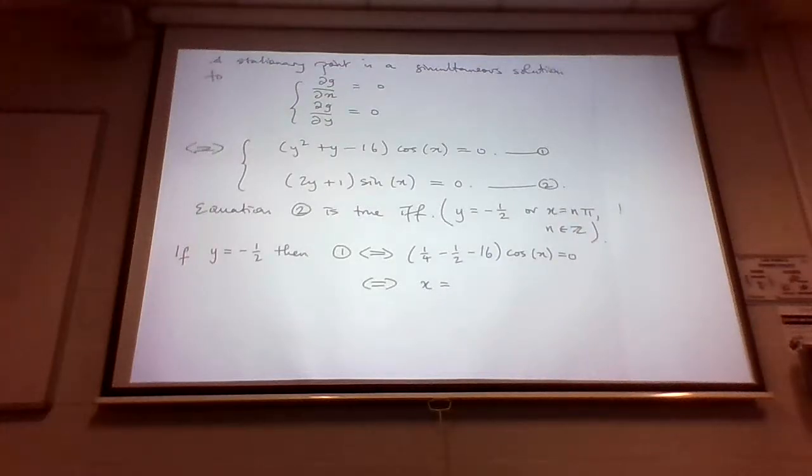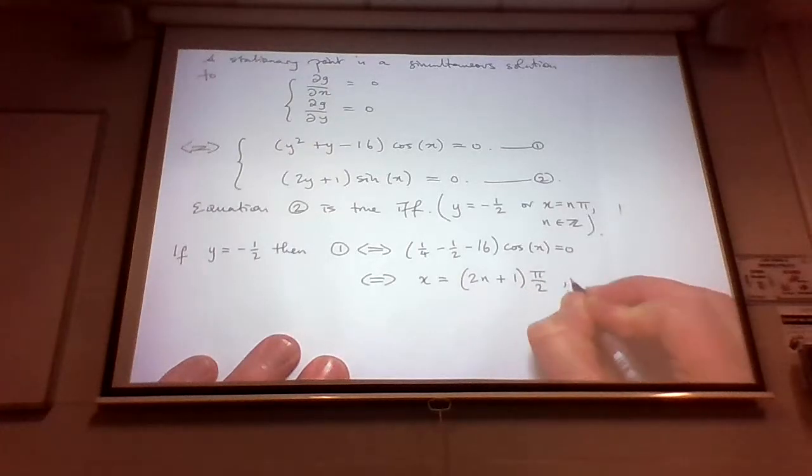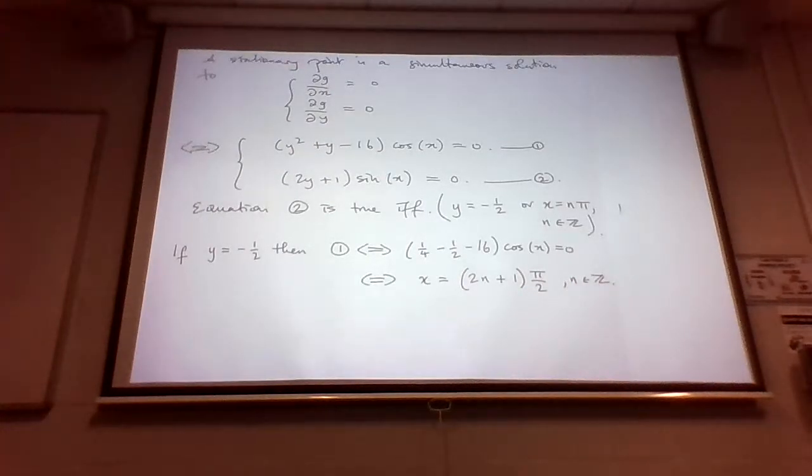Well, the graph of cosine looks the same, but it's got a phase shift on it, doesn't it? So the zeros of cosine are located at pi over 2, 3 pi over 2, 5 pi over 2, etc. Every odd integer multiple of pi over 2. So a nice way of writing that is every 2n plus 1 times pi over 2, where n is any integer. Those are the locations of the zeros of the cosine function.